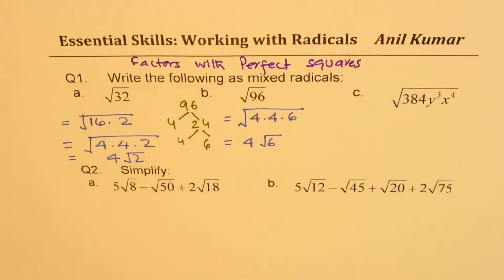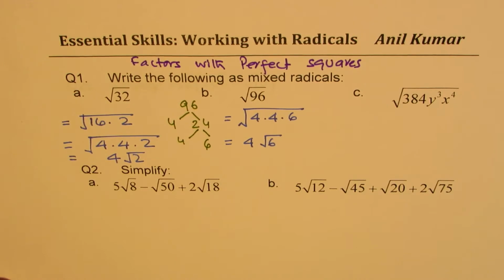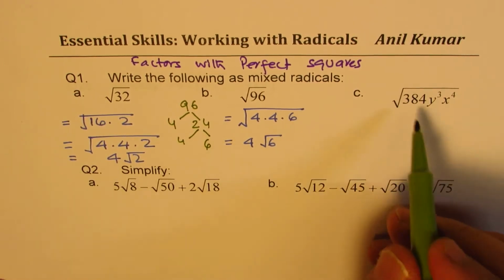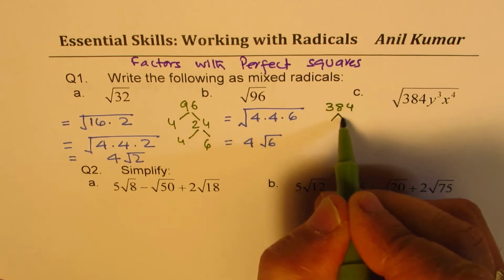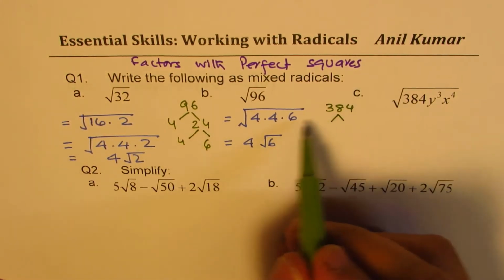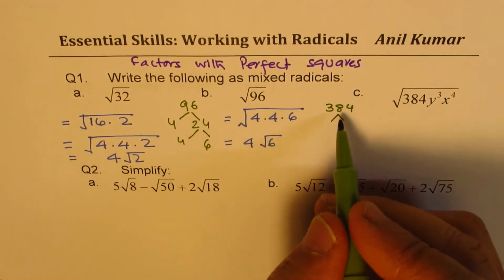Then you get them outside and get it as a mixed radical. That is the idea, right? Now here we have a very big number, 384. Now for 384, how could you do? Well, again, we could factor it. We can divide both by 4, since the last 2 numbers can be divided by 4.